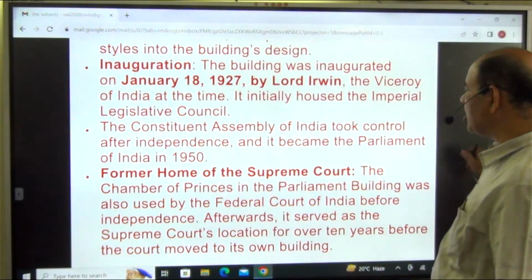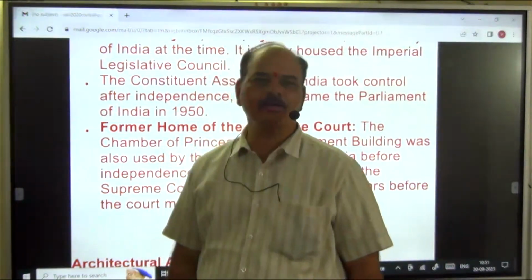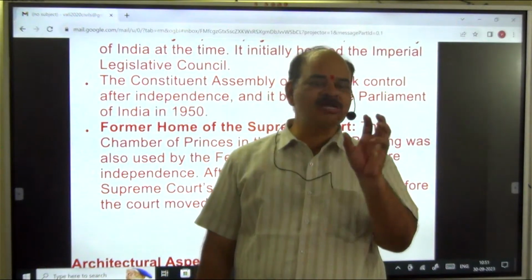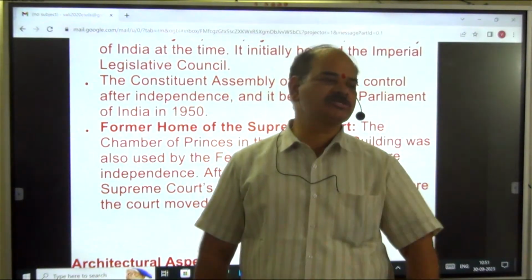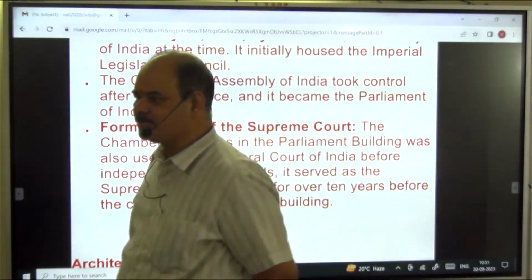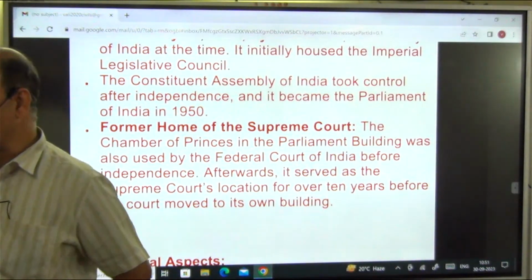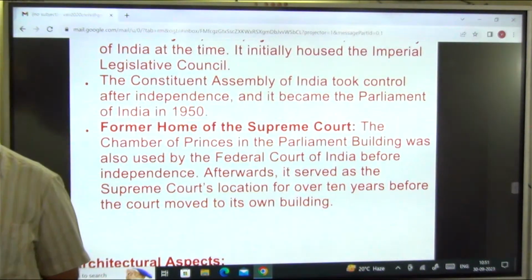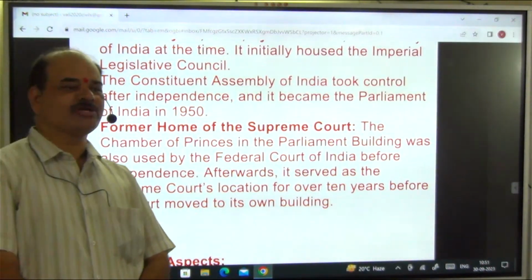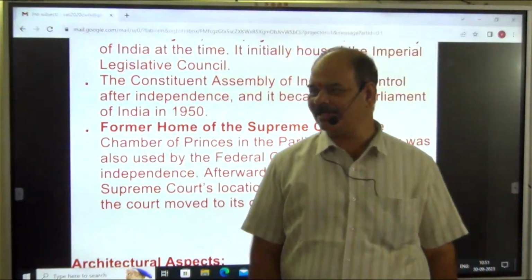1950, no doubt. And it also hosted a federal court for a few years. By the provisions of which act was the federal court established? It is not the 1858 Act, it is not the 1853 Act. Yes, the federal court was established based on the provisions of the Government of India Act of 1935.